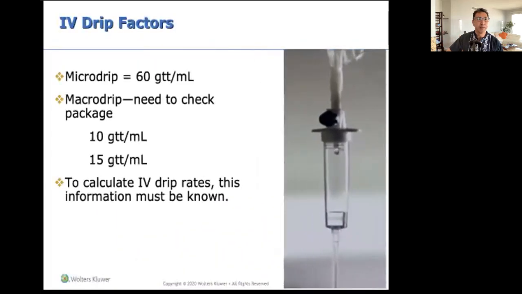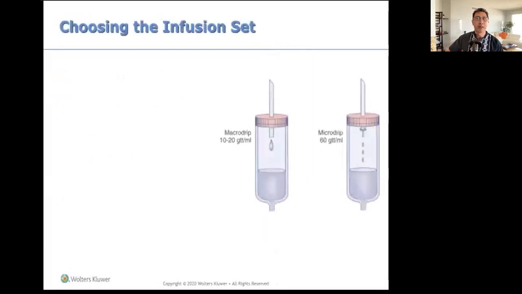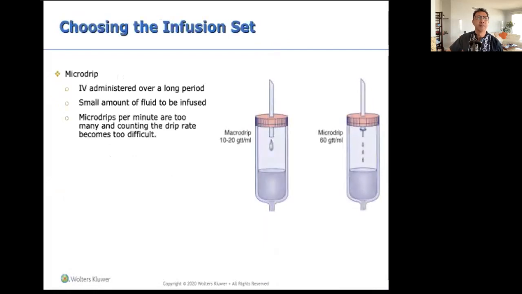What you need to know is the drip factors. To calculate the IV drips, these numbers you see on the screen will be given to you. Micro drips, 60 drips per mL, and macro drips, 10 or 15 drips per mL. This is a vital piece of the operation for calculating IV drips. So what are these macro and micro drip sets? Micro drip to the right at 60 drips per minute. As you can see, the drips are very, very small. This is when we're trying to infuse a small amount of fluid into the patient.